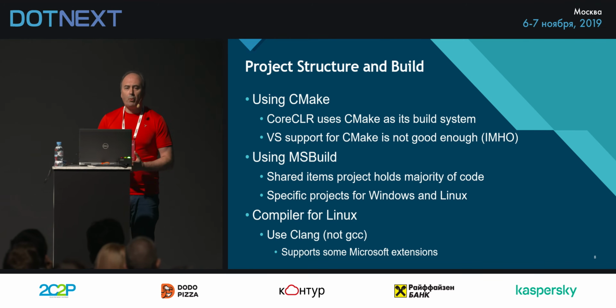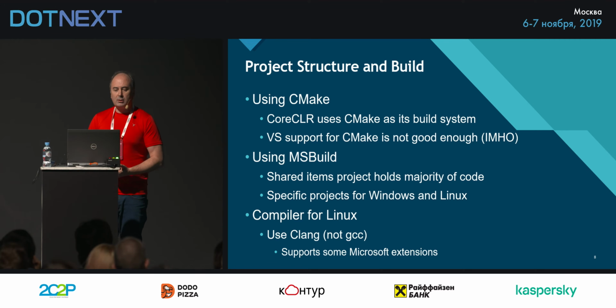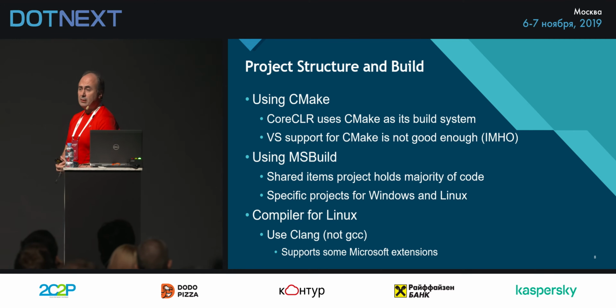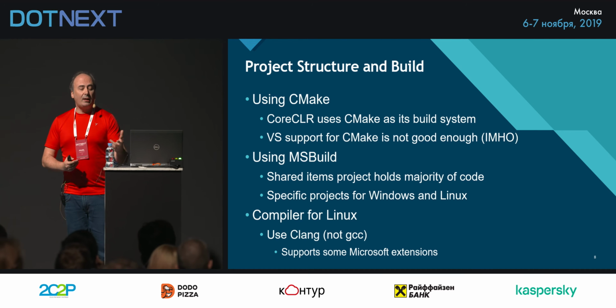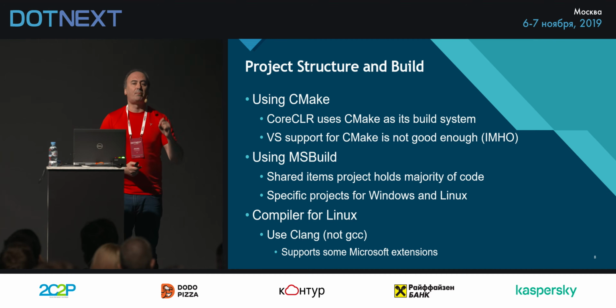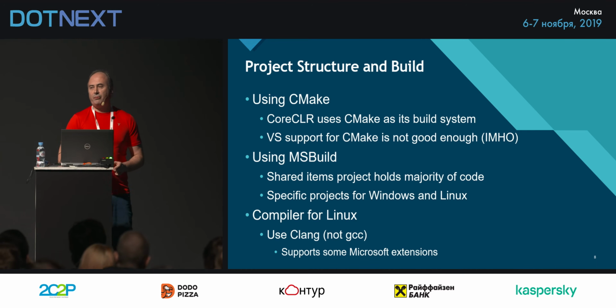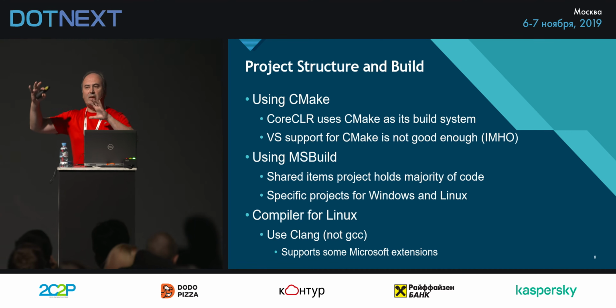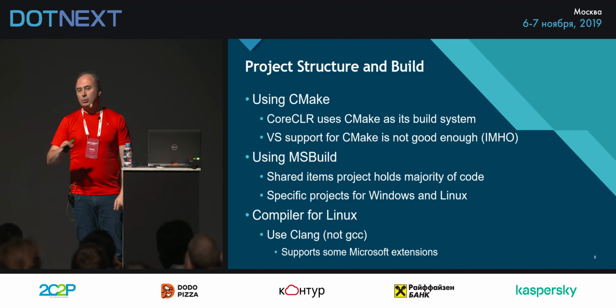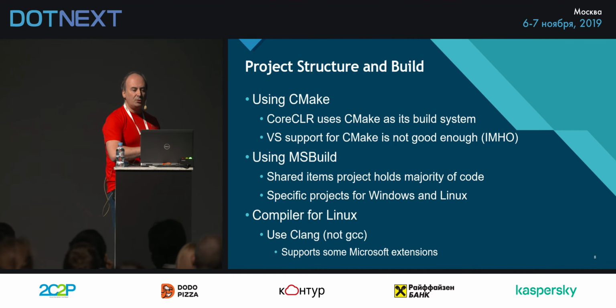So what kind of compiler can I use for Linux? We have GCC, which is a common compiler on Linux, and there's Clang. And Clang is actually a better choice in this case because it supports some Microsoft extensions. If you're familiar with __uuidof and declspec, all these things are supported by Clang but not GCC. And so I want to use Clang.